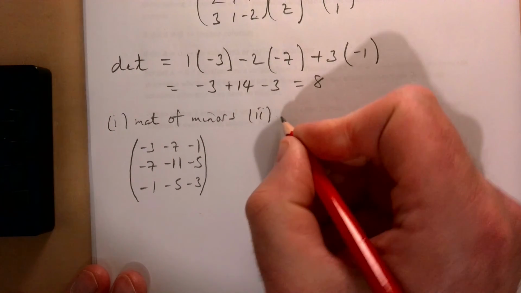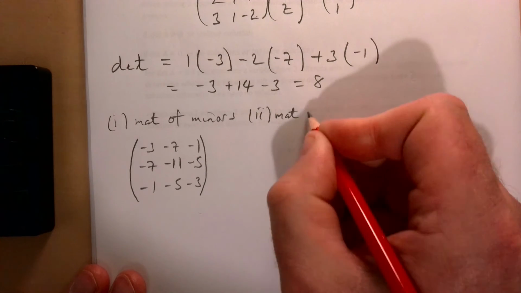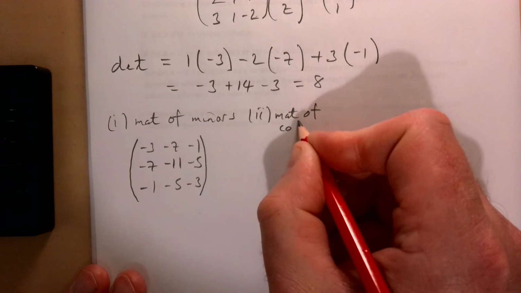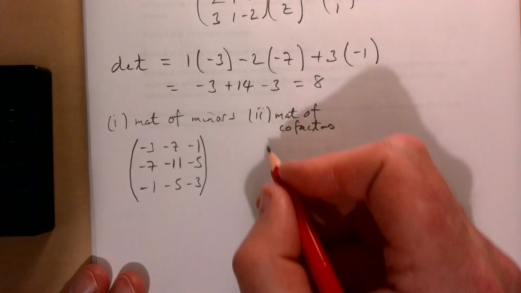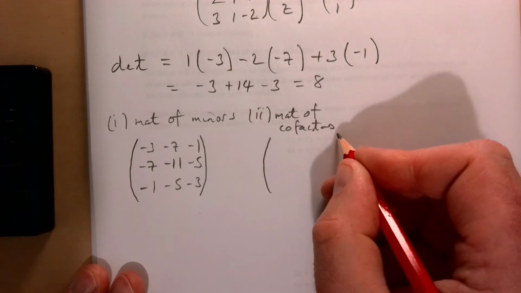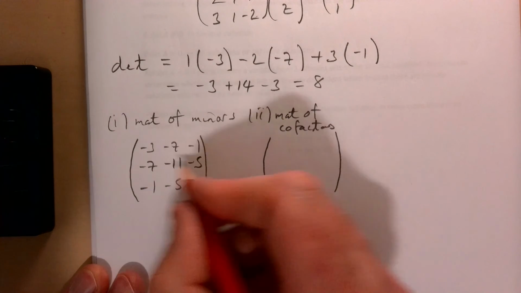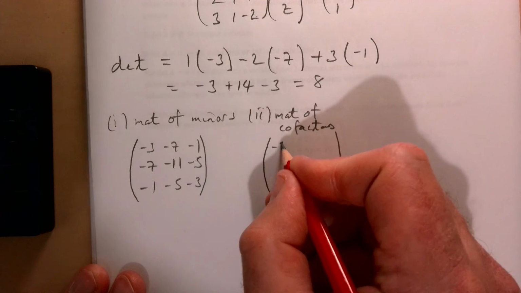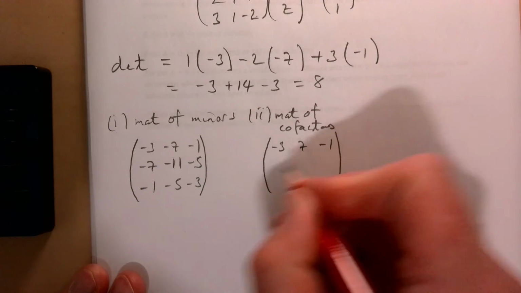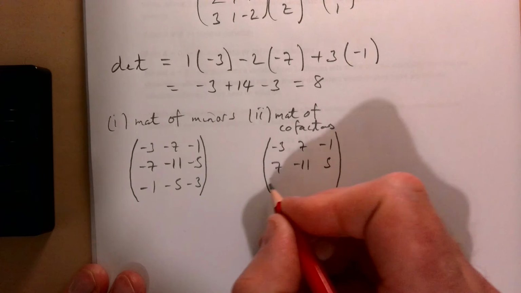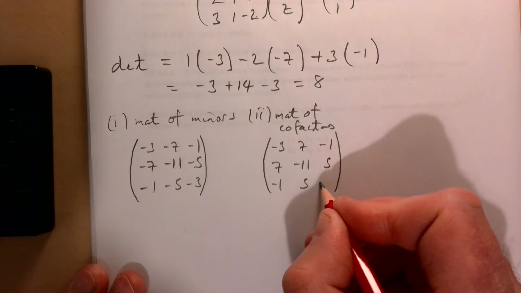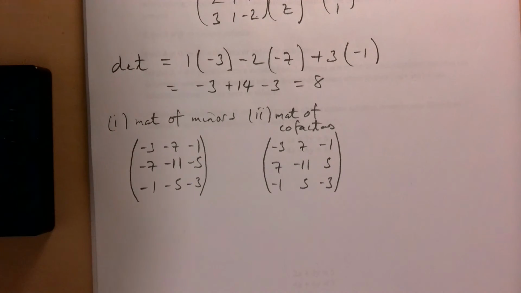Matrix of cofactors. Nice straightforward one really. Is going to be changing the signs effectively of this one, this one, this one, this one. So we have -3, 7, -1, 7, -11, 5, -1, 5, and -3.